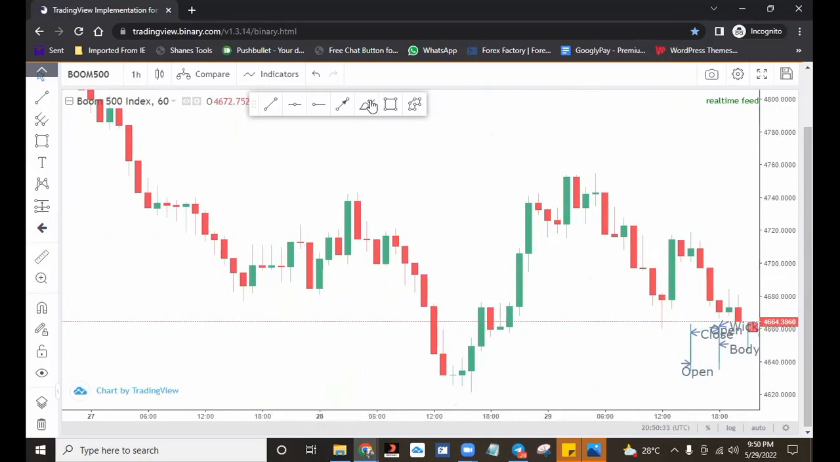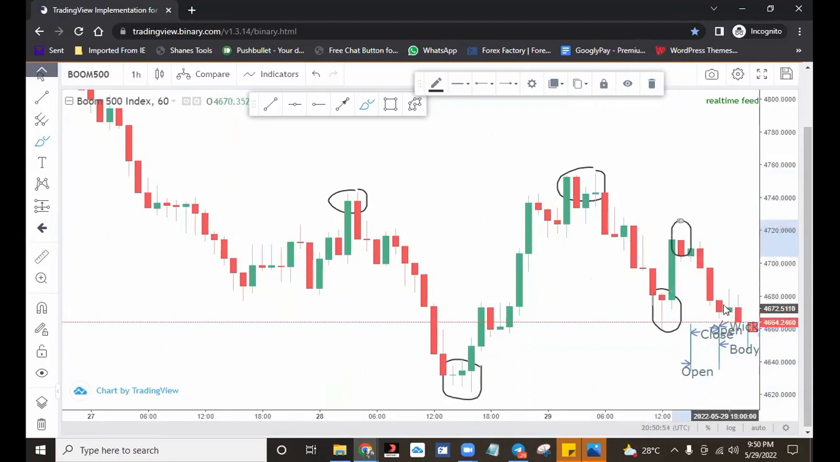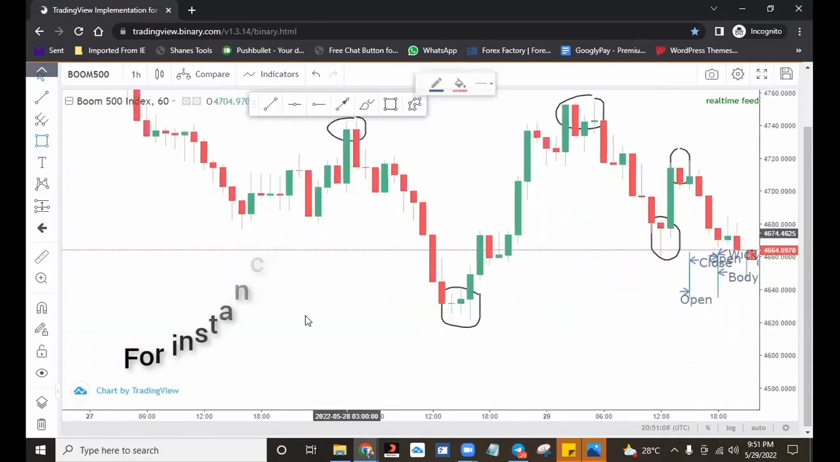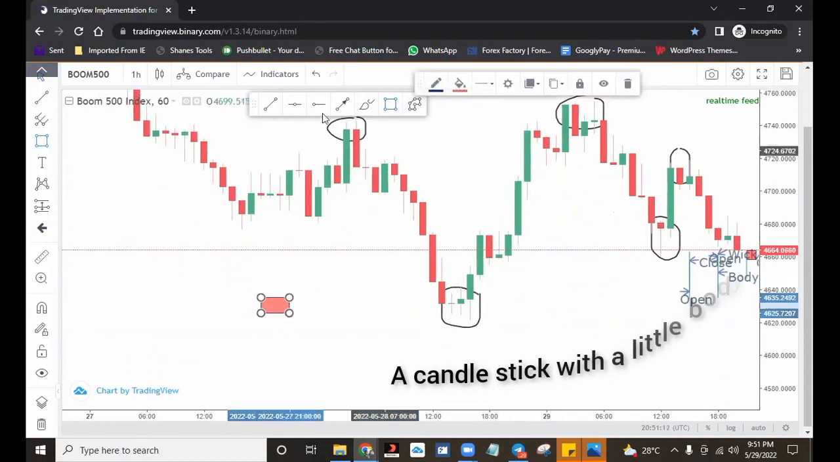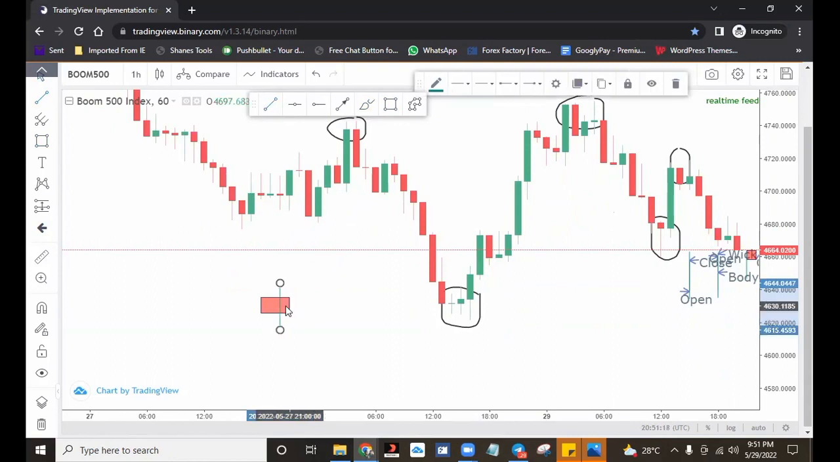For instance, this move began here and it moved all the way down and ended here before the new move began, all the way from down here, headed up and ended somewhere around here before the new move began and ended here before it went up, ended here and went down. So when you see these candlesticks, they are trying to tell you that if you see rejections like this, when you start seeing this kind of candlestick forming, it has a little body and a long wick like this.